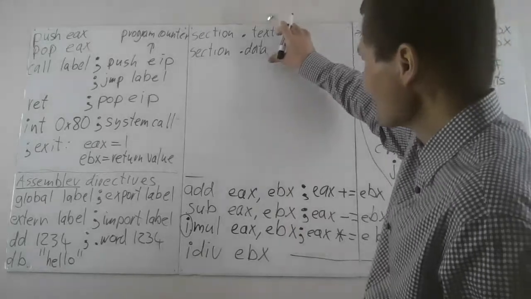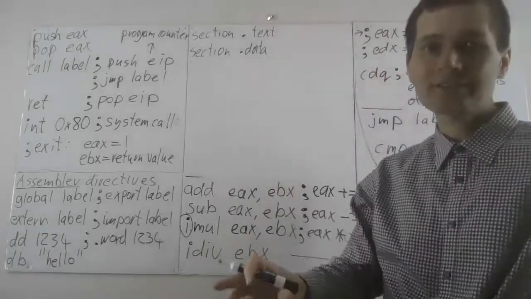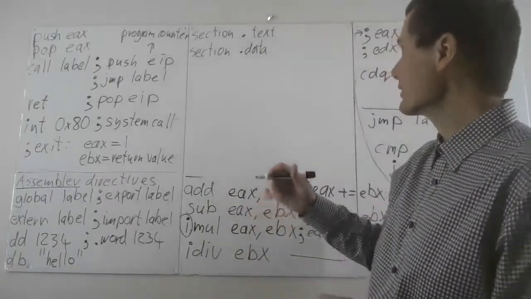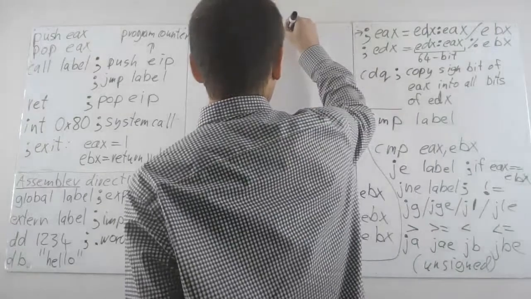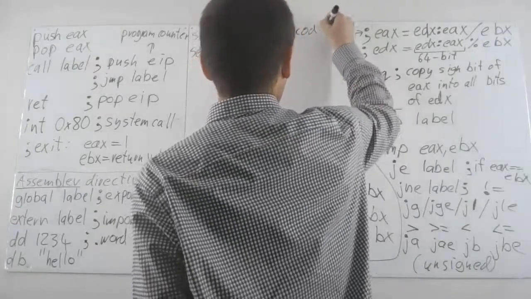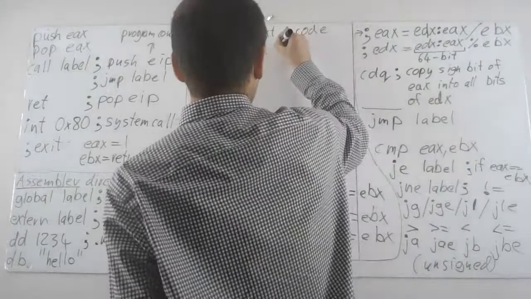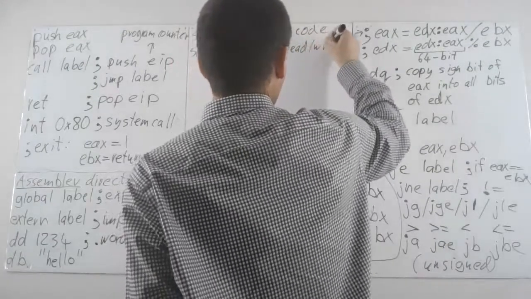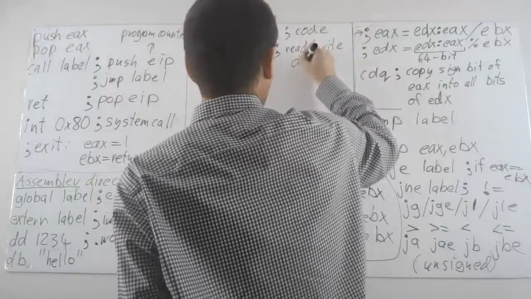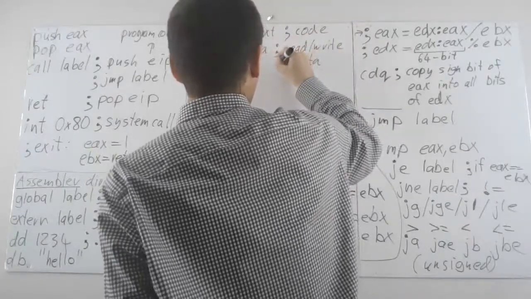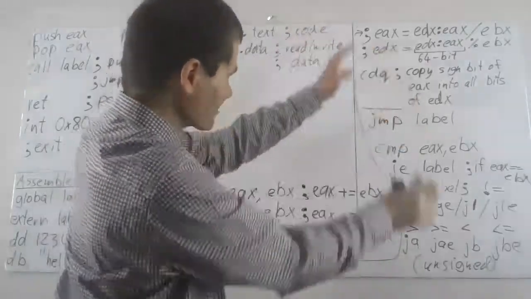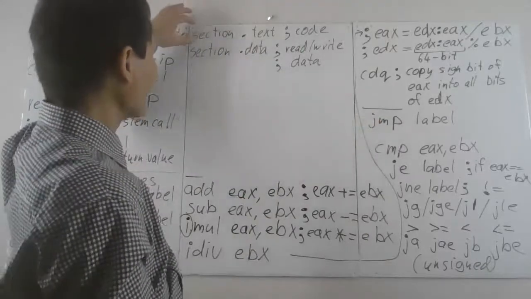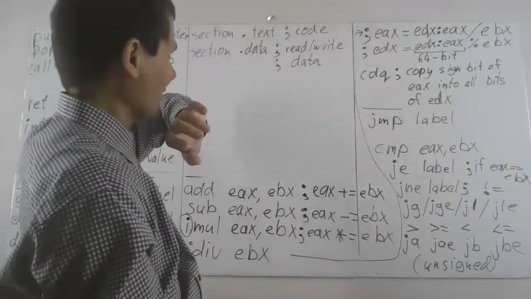So these are assembler directives that tell the assembler that what comes after the directive is either code, right? So code, so instructions, or read-write data. All right. So, all these instructions that I've been talking about, you should always put them after a line that says section .text.